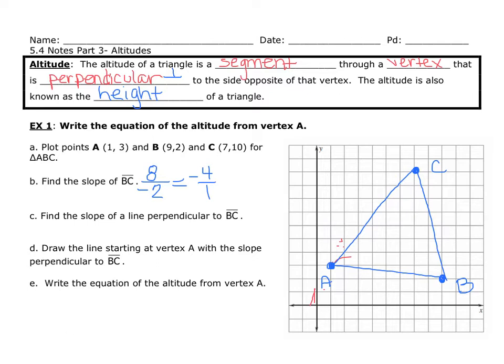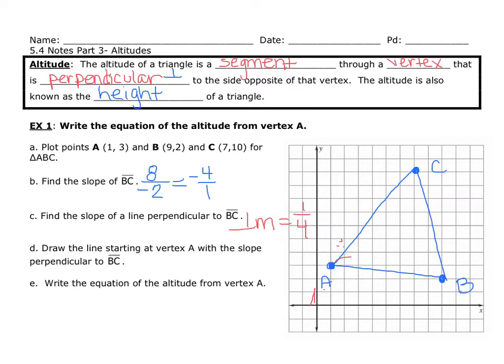Now, part C says find the slope of a line perpendicular to BC. So remember, perpendicular lines have slopes that are opposite reciprocals. So you flip the number, flip the sign. The little m stands for slope, so this reads as the perpendicular slope is, flip the number, flip the sign, 1/4.